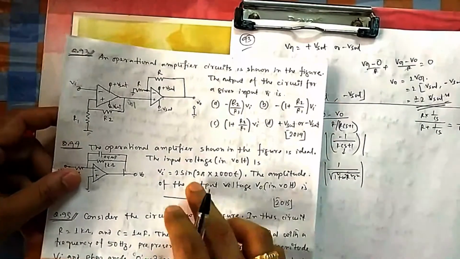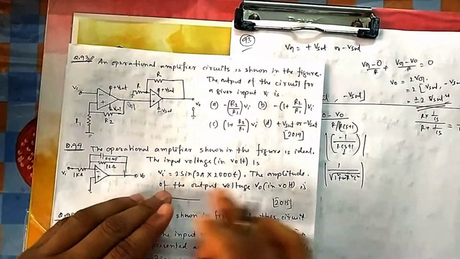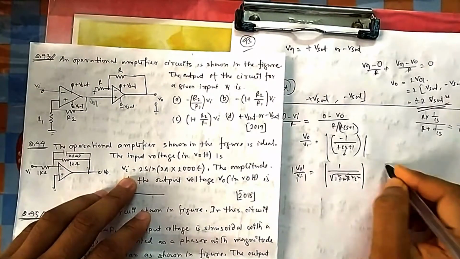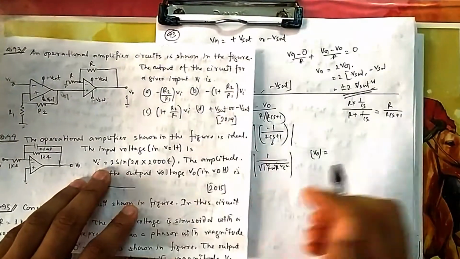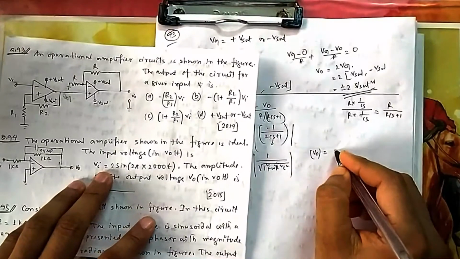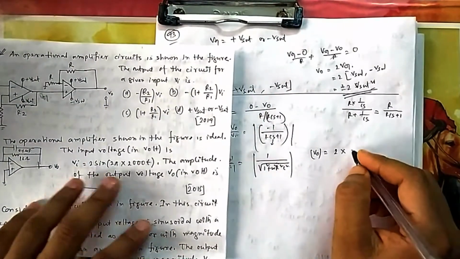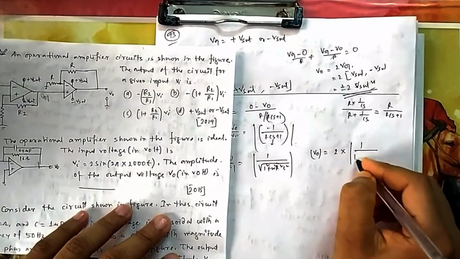With that magnitude, V0 by V in magnitude, this will get multiplied. If you want to find V0 amplitude, that means the peak value only. So I am multiplying the peak value on that side. If they ask you the RMS value, then you have to divide by root 2.